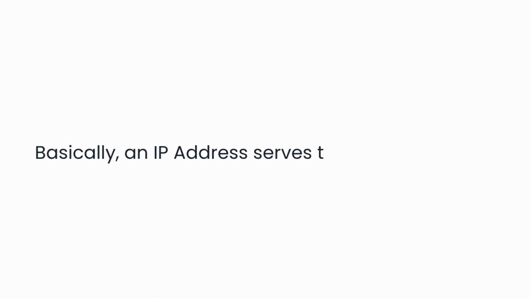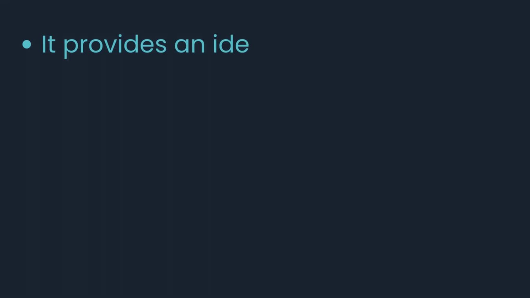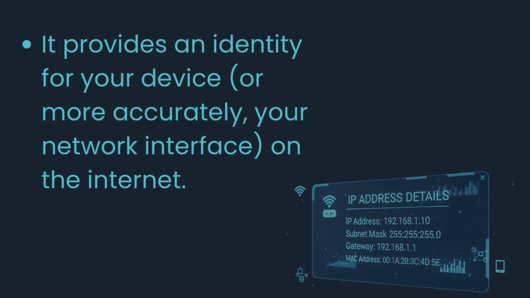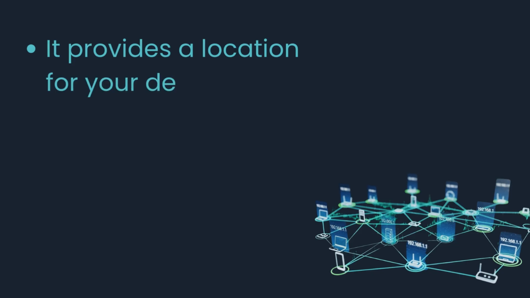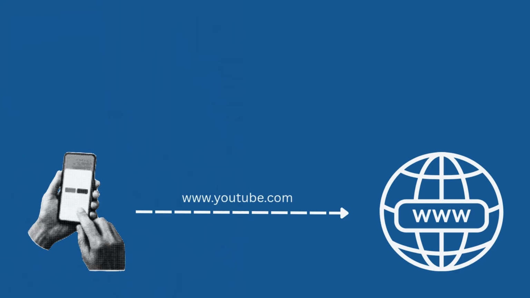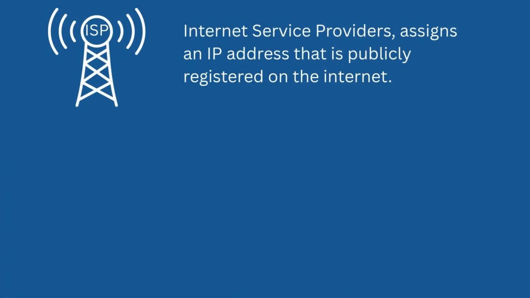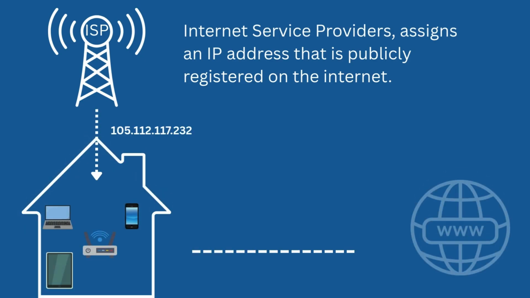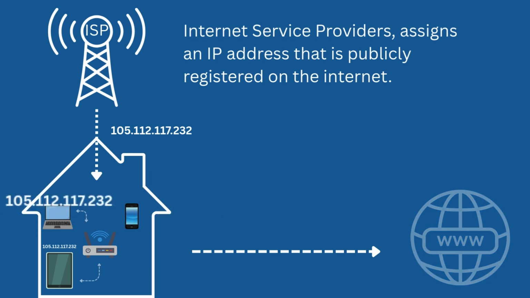Basically, an IP address serves two major purposes. One, it provides an identity for your device, or more accurately, your network interface on the internet. Secondly, it provides a location for your device, allowing data to be routed to you. Whenever we access the internet from our homes or workplace, internet service providers or ISPs like MTN, Starlink, and so on assign an IP address that is publicly registered on the internet to our device's router or modem. Without these public IP addresses, we cannot access the internet. This is what gives us access to the World Wide Web.